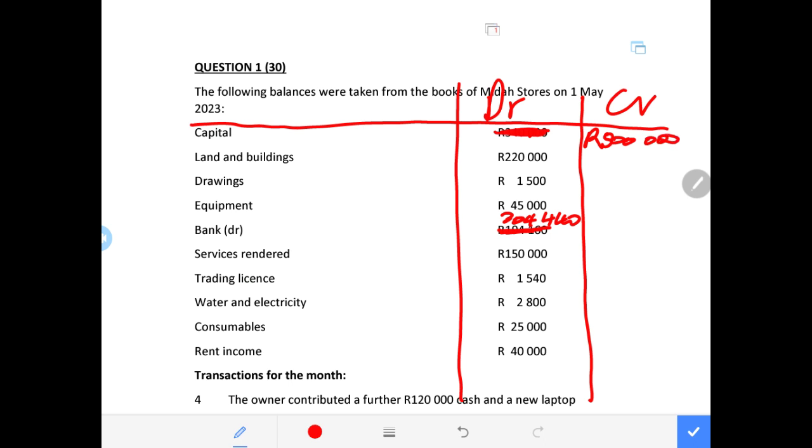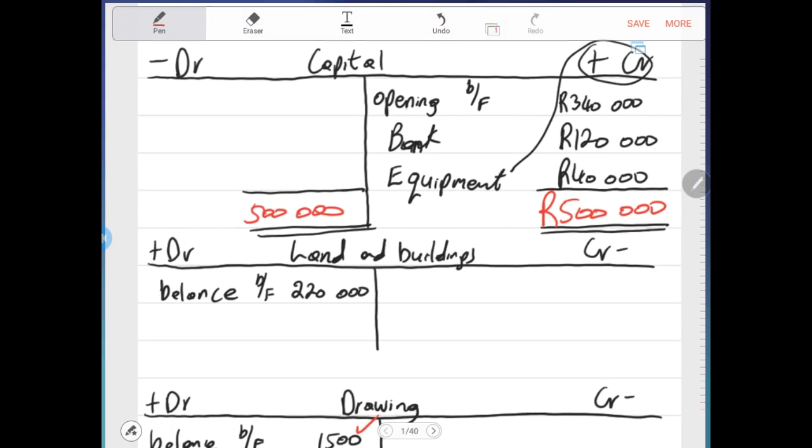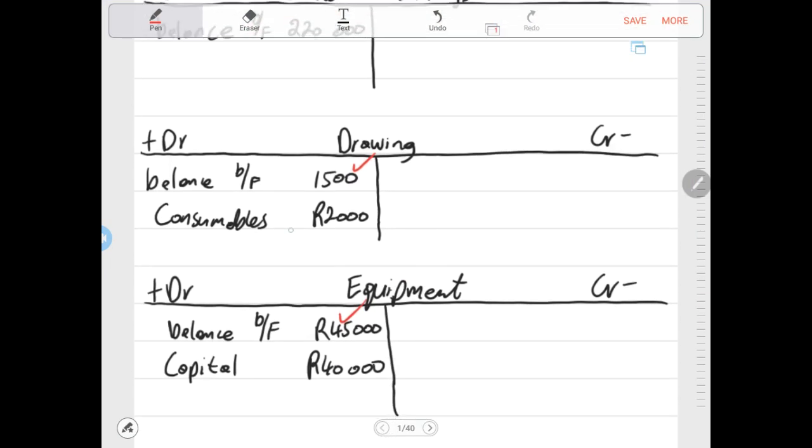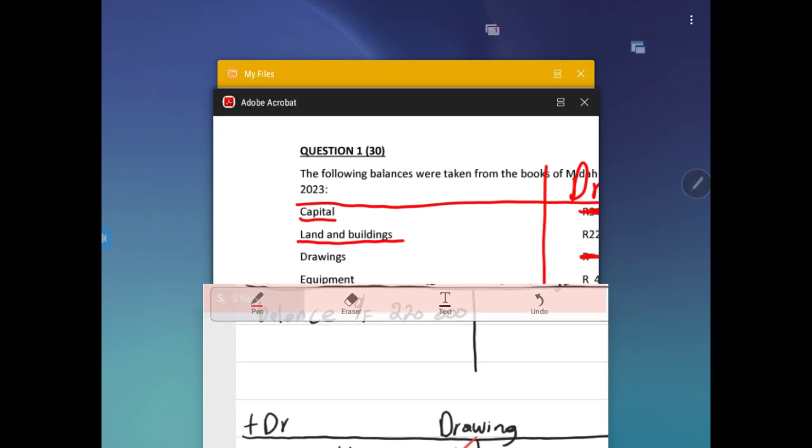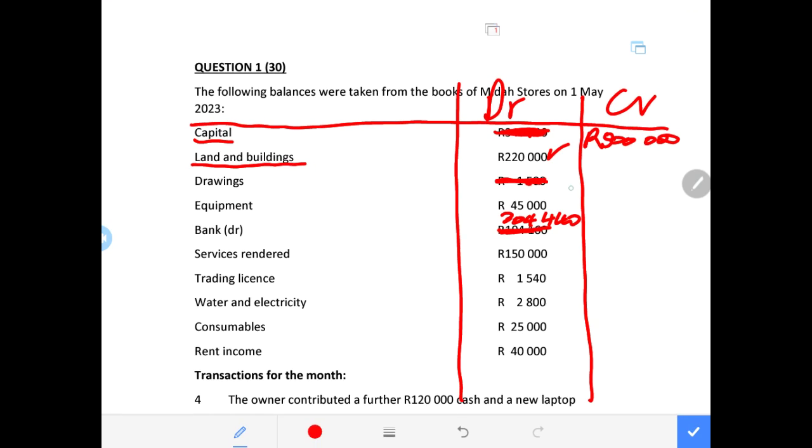So this is what a trial balance is. You write capital as is, then you go to land and building. Land and building is increasing on the debit side. We keep this one as is because there was no other land and building. Drawings are increasing on the debit side. We ask ourselves, what is the total of our drawings? It will be 2,000 plus 1,500, which gives us 3,500. Then under drawings, you record 3,500 because drawings increase on the debit side. So this is what is called a trial balance.